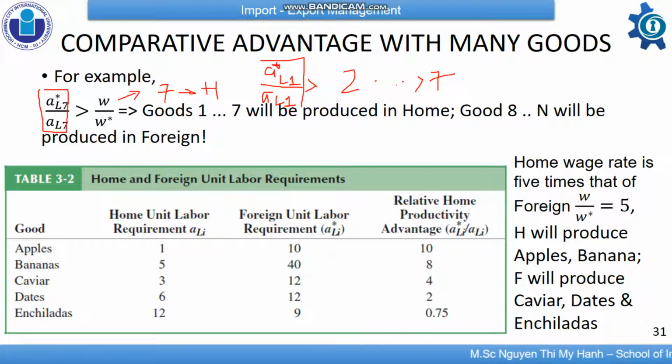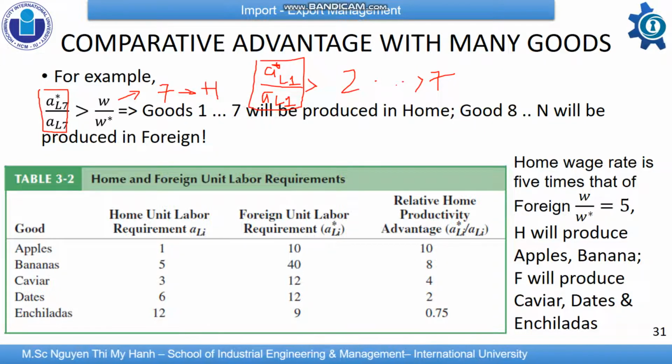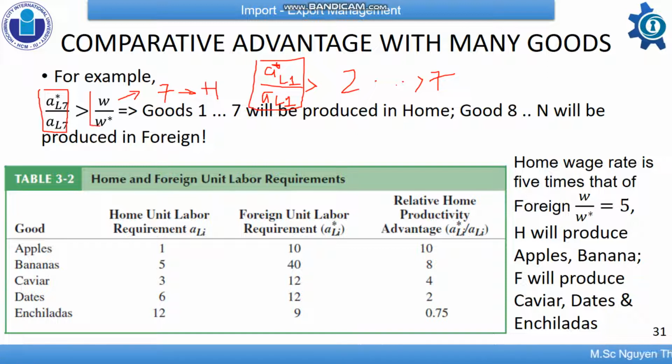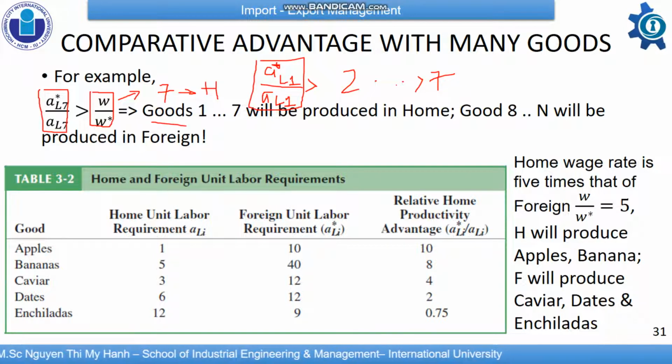So it means the relative unit labor requirement in home country to foreign country for product 1, 2, 3, or 6 will be definitely larger than the relative wage in home country to foreign country. So we have the conclusion that goods 1, 2, 3, 4, 5, 6, 7 will be produced in home, and goods 8 to N will be produced in foreign.